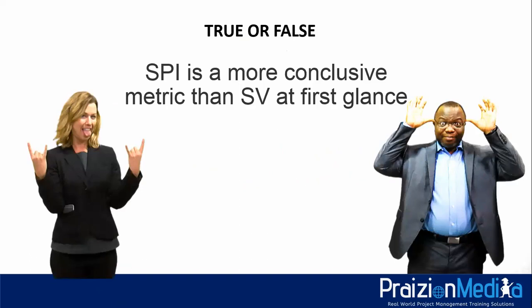3, 2, 1. That is actually true. Schedule Performance Index is more conclusive. It shows you the absolute state of the project. Knowing SV does not show you how badly the project is behind schedule or how well it is ahead. For example, if schedule variance is a minus $100, it doesn't show you the value of the entire project. So you don't know the implication of that variance until you know the time period and the associated budget.